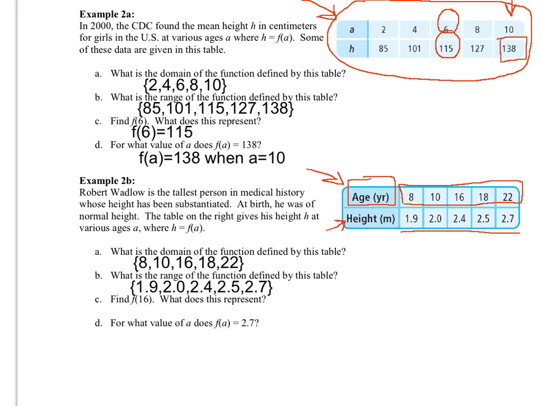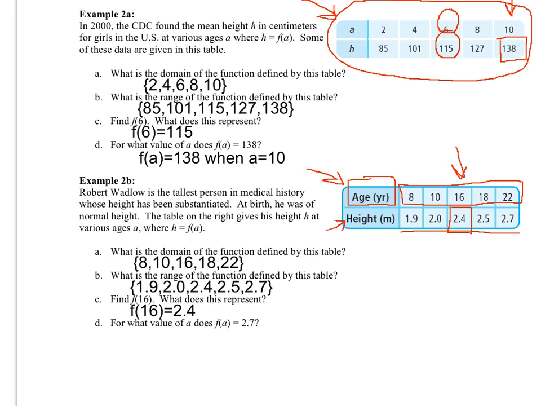Part C, find f of 16. What does this represent? Well, f of 16 would be the height at age 16. So at age 16, how tall was Robert Wadlow? At age 16, he was 2.4 meters tall. So you can see I wrote f of 16 equals 2.4. Just like I said, at age 16, his height was 2.4 meters.